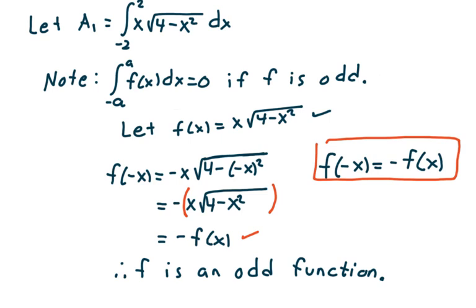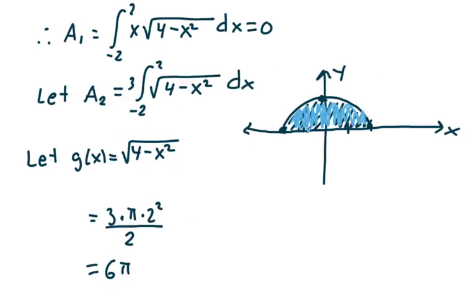Okay? And so, therefore, we can conclude a sub 1, which is equal to the integral from -2 to 2 of x times the square root of 4 minus x squared dx is equal to 0. And now what I'm going to do is let a sub 2 equal 3 times the integral from -2 to 2 of square root of 4 minus x squared dx.